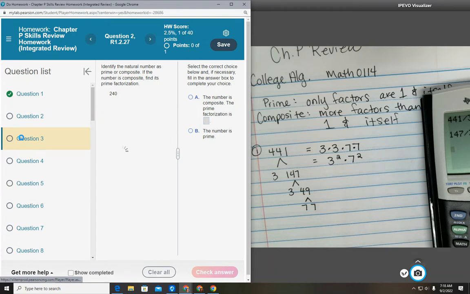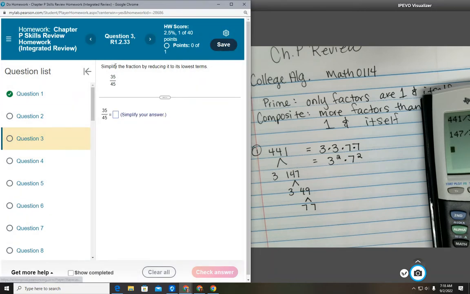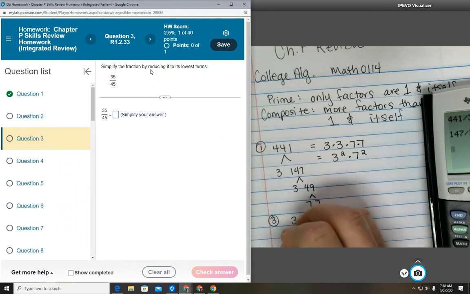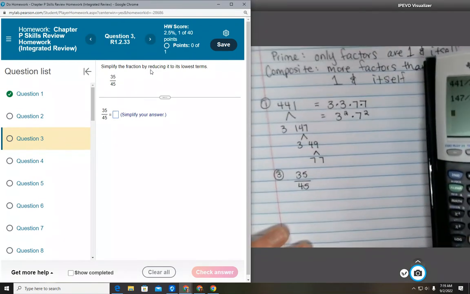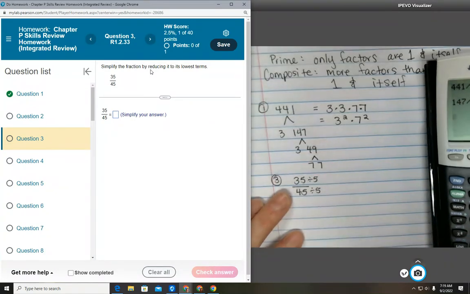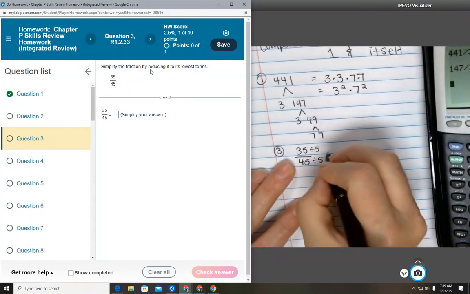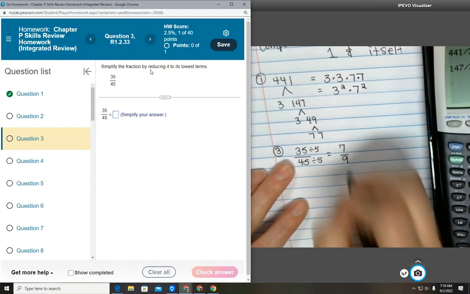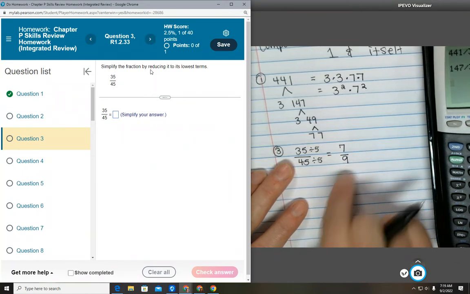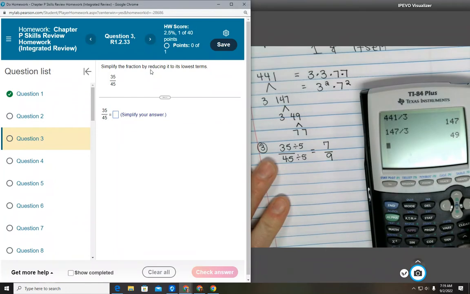Okay, so you'll do the same thing on that. All right, simplify the fraction by reducing it to its lowest terms. So you can do this using your calculator, or you can look for what divides each number evenly. So I know both of these are divisible by 5, so I'm going to divide by 5, top and bottom. Whatever you do to the top, you have to do to the bottom. So that would be 7/9. I know 7 and 9 don't have any common factors, so 7/9 is where we stop.